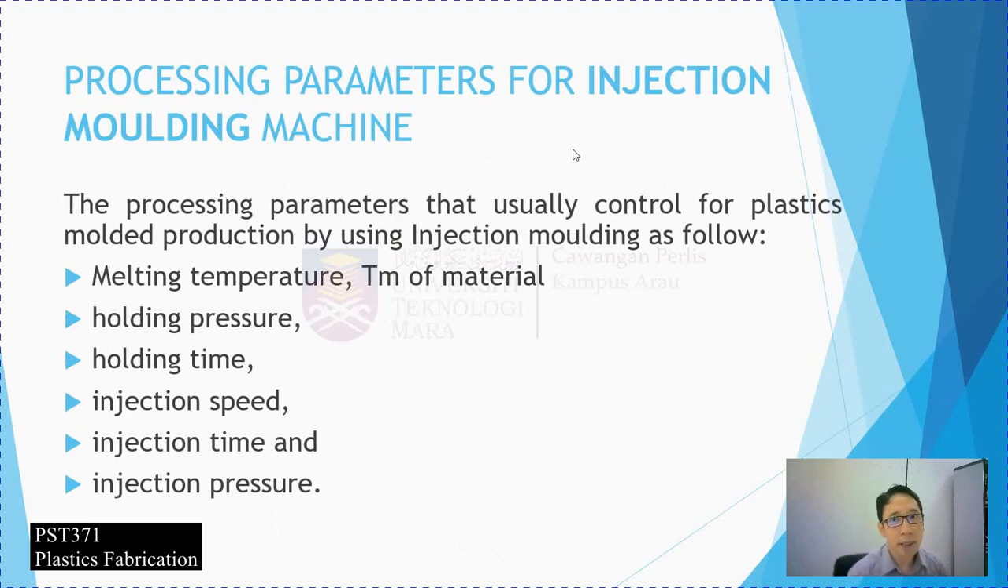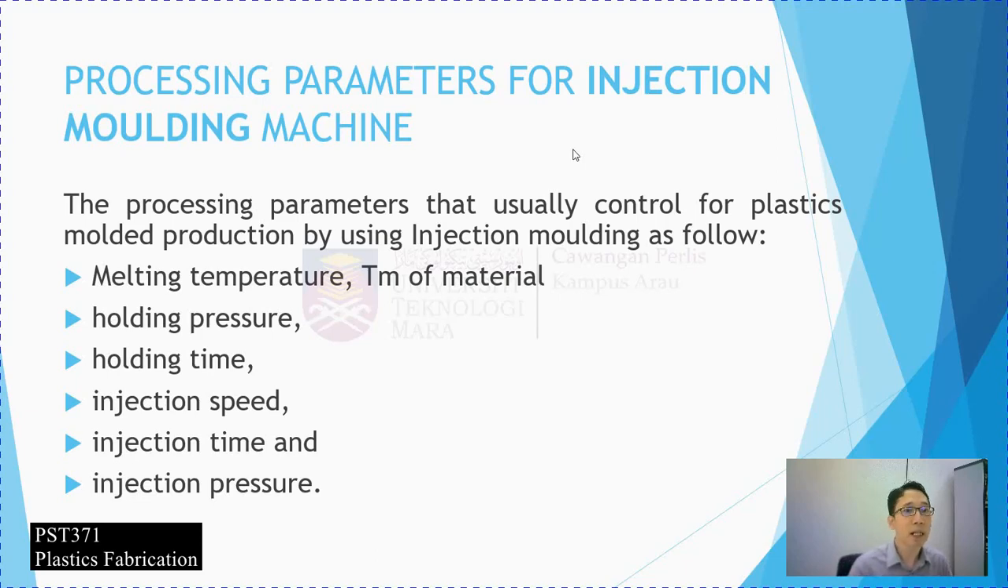For processing parameters of the injection molding machine, these are the process parameters that are usually controlled for plastic molded production using injection molding, as follows. Okay, so we go through injection molding. Injection molding is a huge industry for polymeric materials. It doesn't matter whether it is plastic material, the rubber industry, latex, etc., and thermosetting. So the huge industry in the polymeric industry is injection molding.